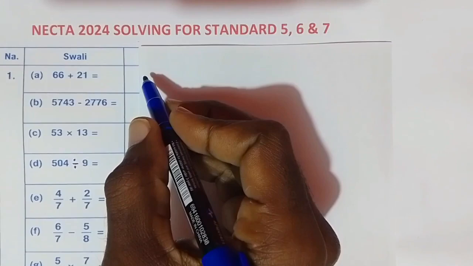6 take away 7, it is impossible. We are going to borrow 1 from 5, remain 4. This is going to be 16. 16 take away 7, we remain with 9. Then 4 take away 2, we remain with 2. Our answer is 2,967.